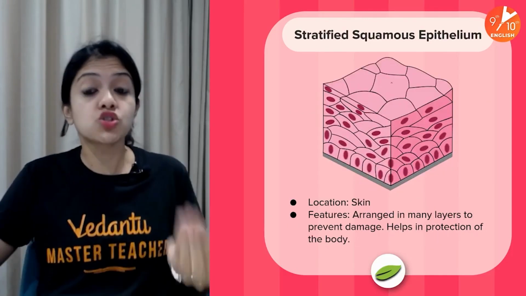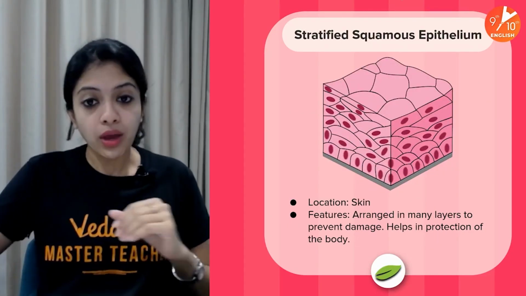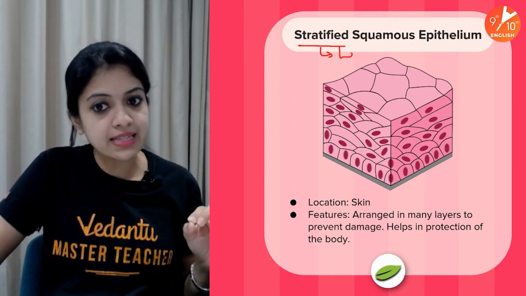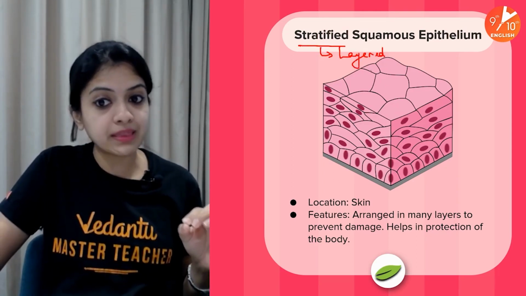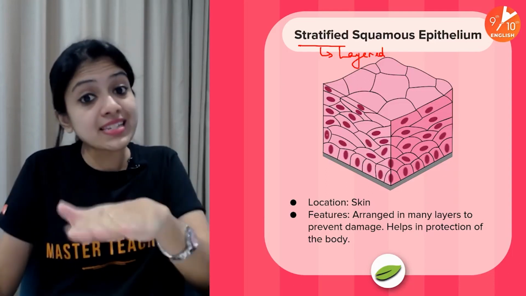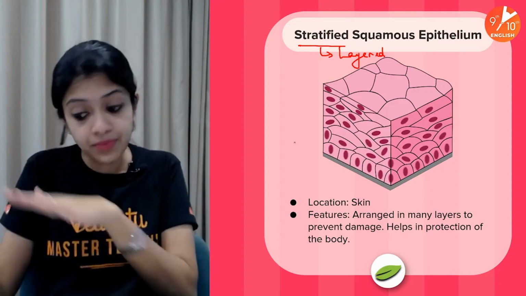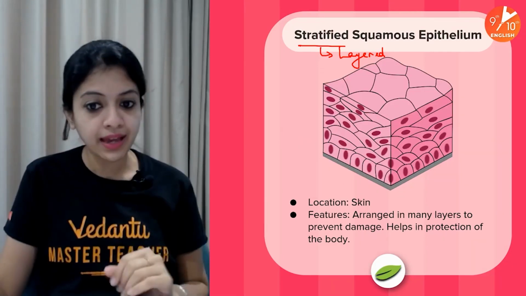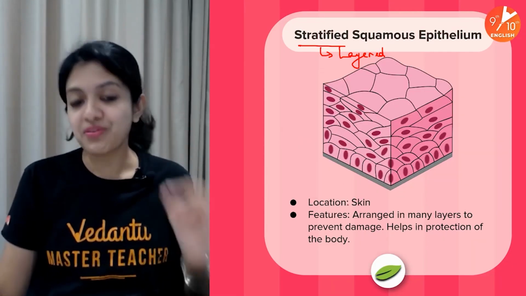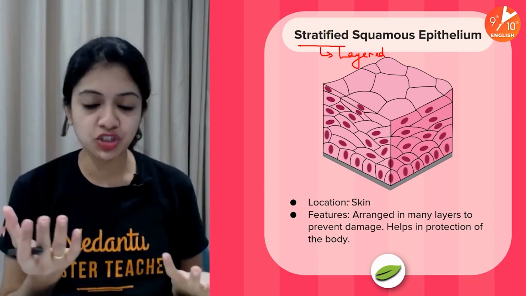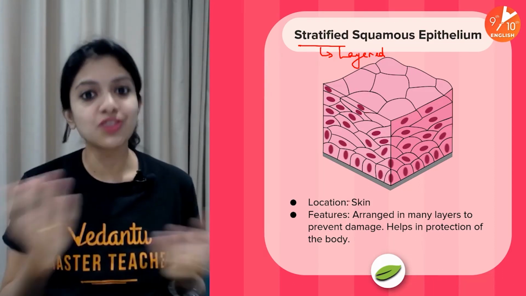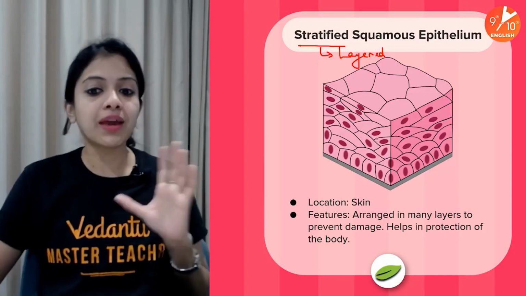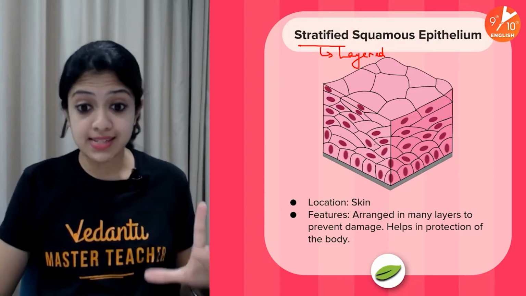Then coming to stratified squamous epithelium. Just keep in mind that stratified squamous epithelium just means layered squamous epithelium. So it is just many different layers of simple squamous epithelium, one on top of the other. Of course, supportive layers would also be there. The main part where you need multi-layered protection would have to be your skin, the outermost covering. So location, we can say skin is the best example for this.